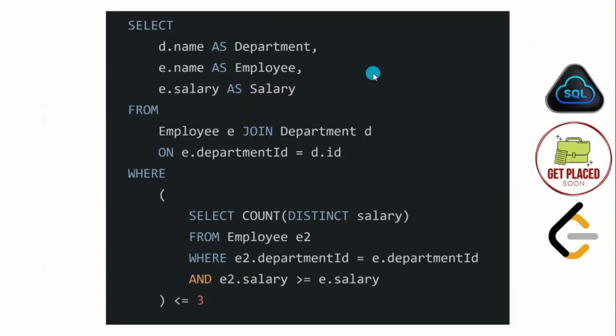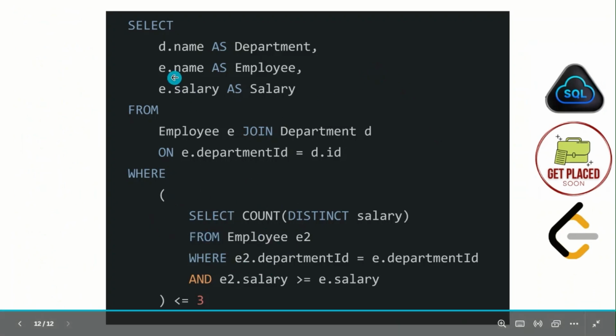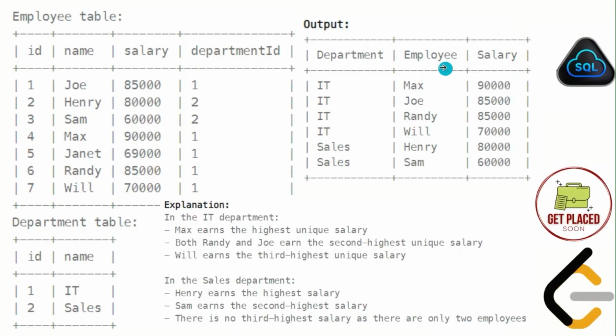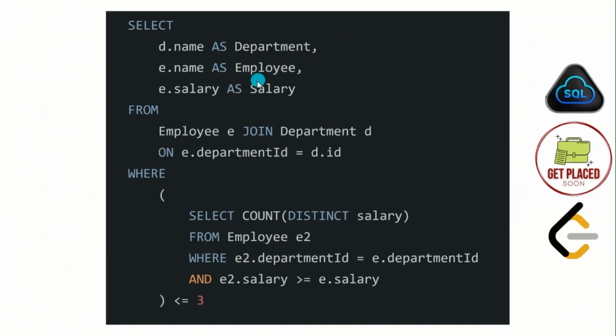Now let's talk about the code. This problem comes under the subquery concept. That's why we are using a subquery here. Now let's start from the beginning. Whatever things you are supposed to mention in the output, you will put in the select statement. So we have department, employee and salary. So department, employee and salary we are putting under the select statement.